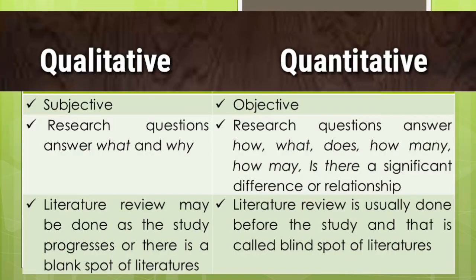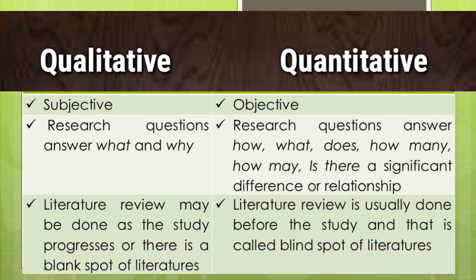But to summarize the difference between the characteristics of qualitative and quantitative researches, please look to this table and listen carefully. In qualitative research, it is more on subjective. Answer research questions what and why. And the literature review may be done as the study progresses or there is a blank spot of literatures. While in the quantitative research, it is objective.